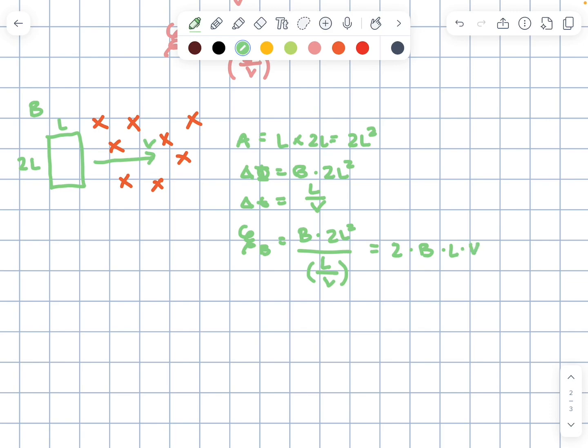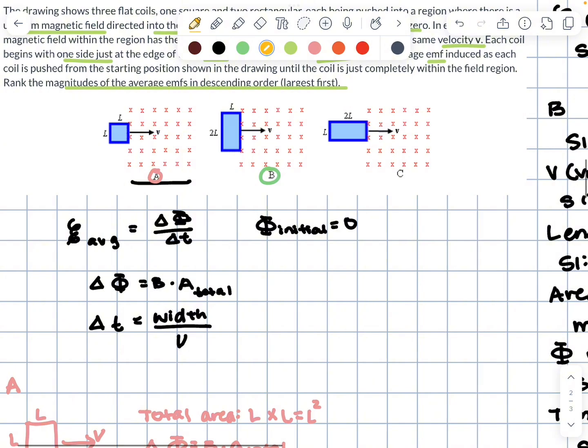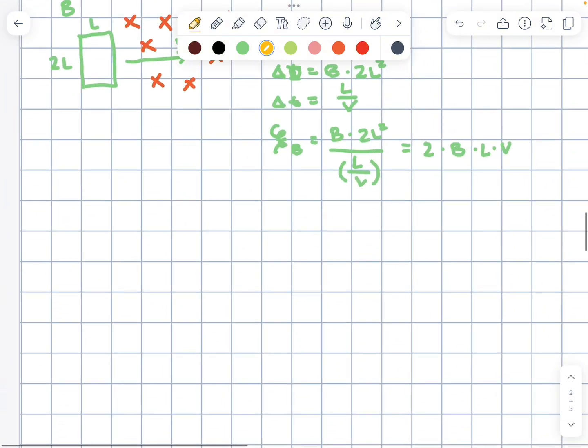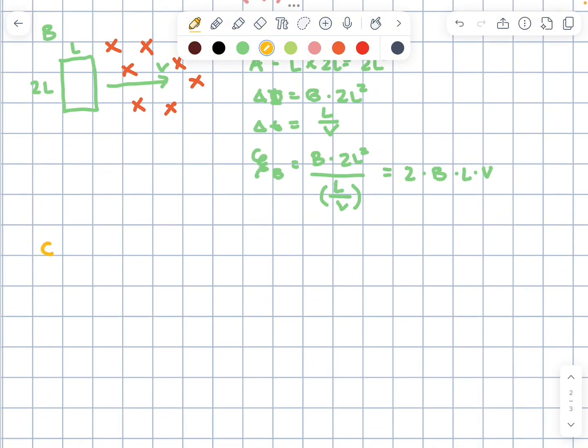And last but not least, we're going to do coil C, which I'm going to represent with the yellow. Let's calculate this. We have another rectangle. This rectangle is facing this way, I believe. We have 2L and L here. Yeah, and then the velocity is pointing this way. Then we have our B field that it's going through.